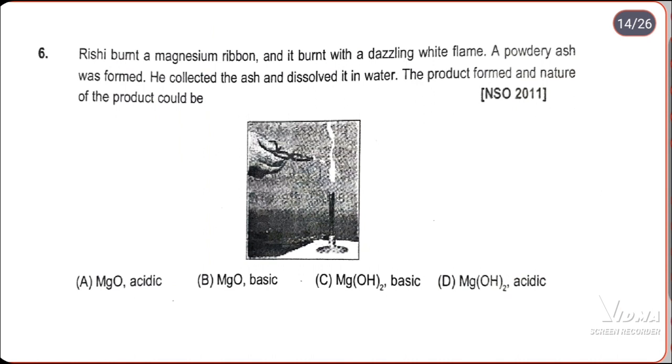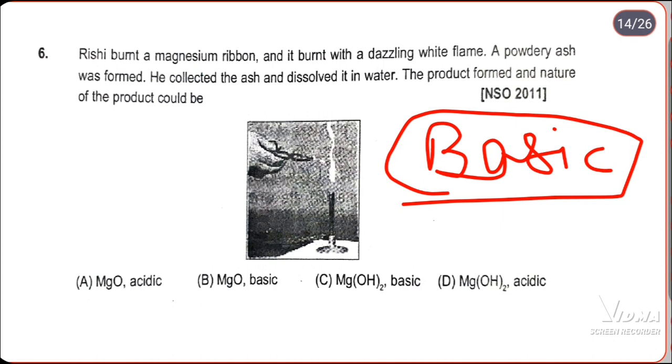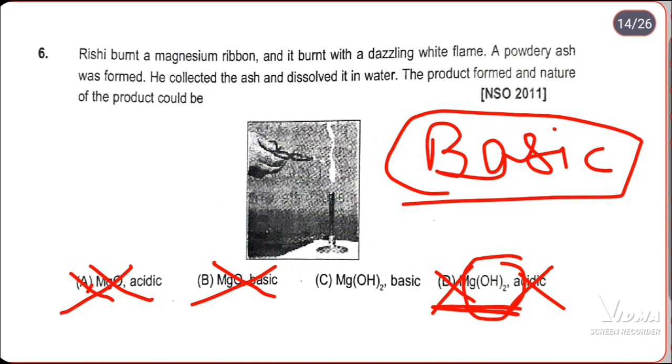if we burn magnesium ribbon and add water, it will turn basic, which I told in part 1 video of this chapter also. So now it will turn basic. So this will not come and this will also not come, because in Mg(OH)2, OH negative ions are produced, so it is not acidic, and this is also not the answer. So the correct answer is option number C, Mg(OH)2, and this is a base. So the correct answer is option number C.